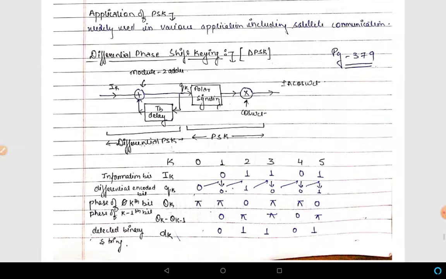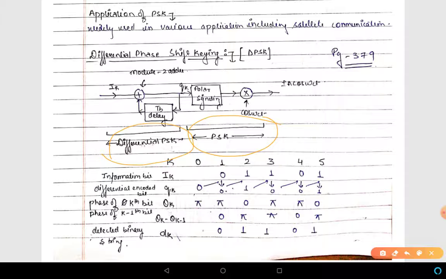Let us see that. This is the block diagram of differential phase shift keying. This portion will do differential encoding, and this is a PSK. The combination of these two makes differential phase shift keying. Let us see how this scheme works, even though there is no synchronization of the phase at the transmitter and receiver. That is, if the phase information of the carrier is not known at the transmitter and receiver, still we can detect the bit.